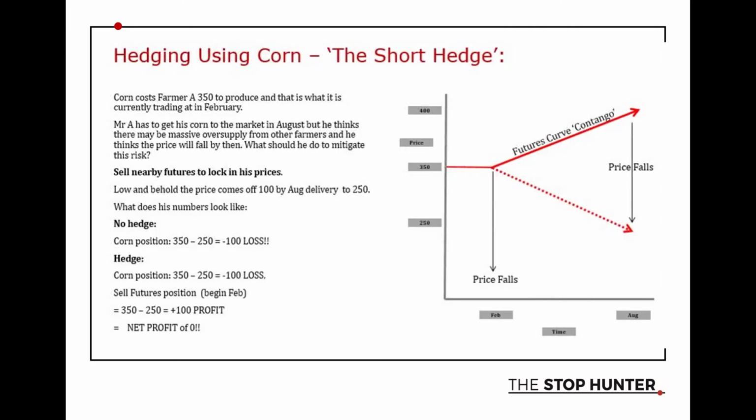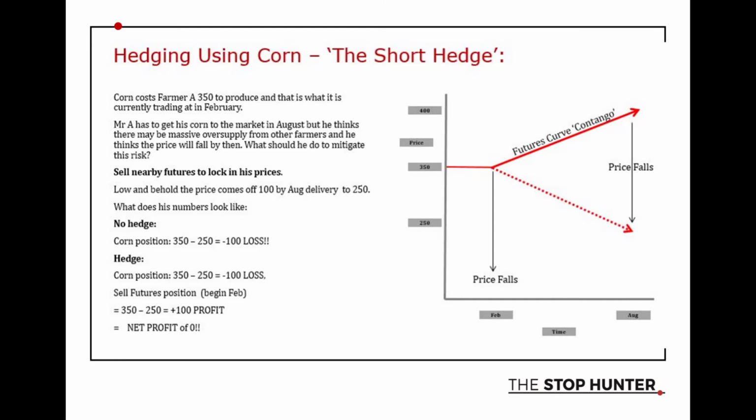So we've got a graphicalized example here, a short hedge. Now, corn costs farmer A $3.50 to produce, and that is what it is currently trading at in February. Now, he has to get his corn to the market in August, so a few months away, but he thinks, like we said, there's going to be a massive oversupply and the prices are going to fall heavily.